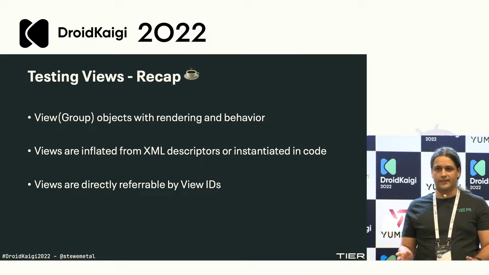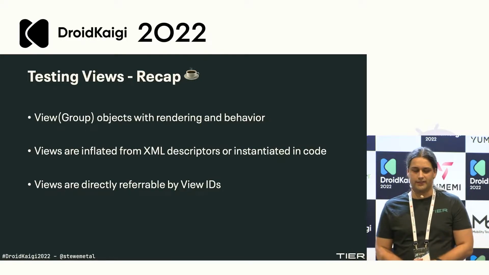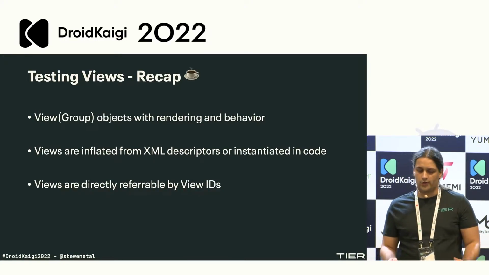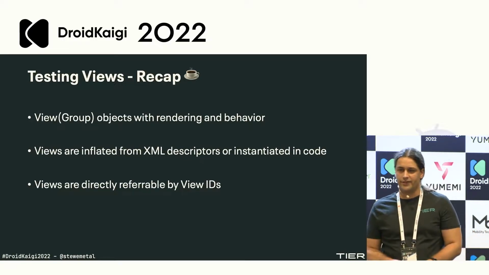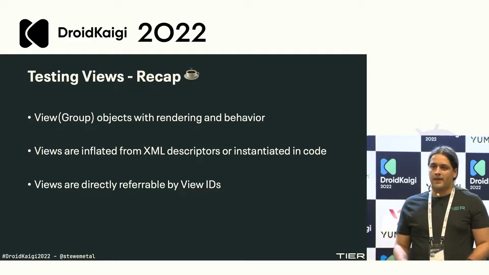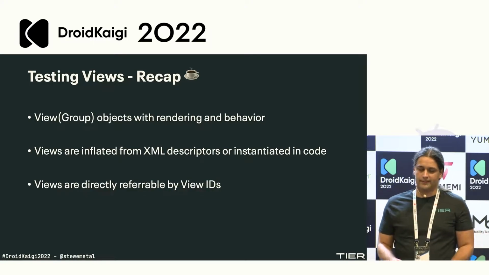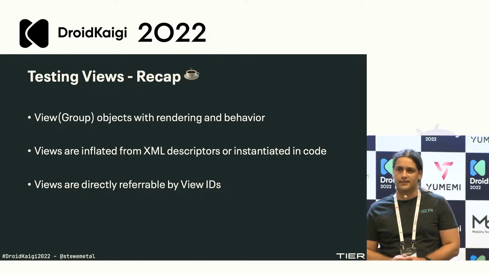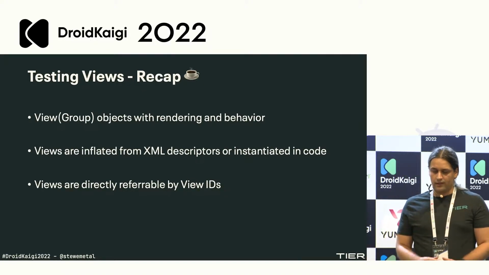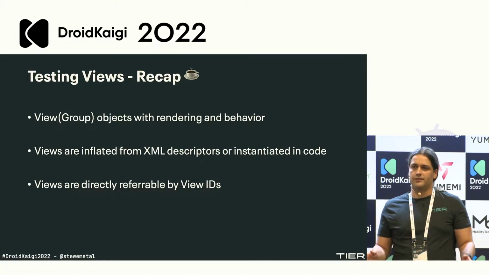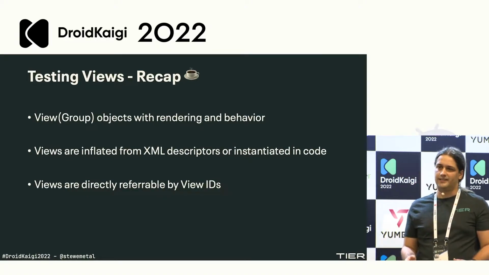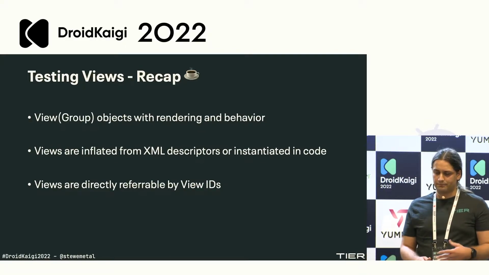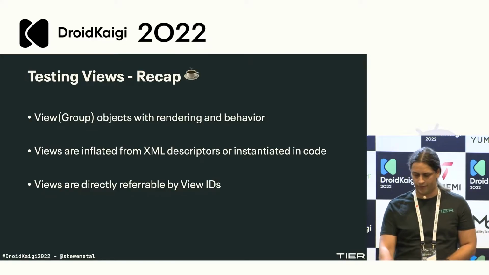Okay, with that out of the way, let's do a bit of a recap on how we usually do UI testing with the old Android View system. With the old Android View system, we have View and ViewGroup objects that have attached rendering and behavior and some other things. We create these views as objects, either inflated via the inflater from XML descriptors, or we instantiate them by code. Whichever way we choose, each of these View and ViewGroup objects will have IDs attached to them that we can reference them by, or we can just use their direct reference in the code.